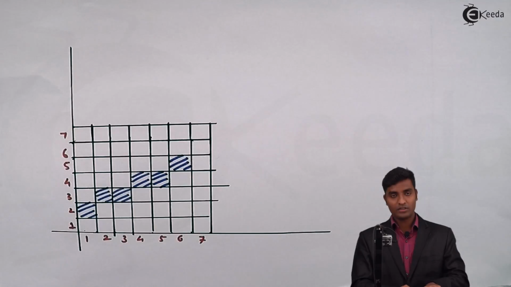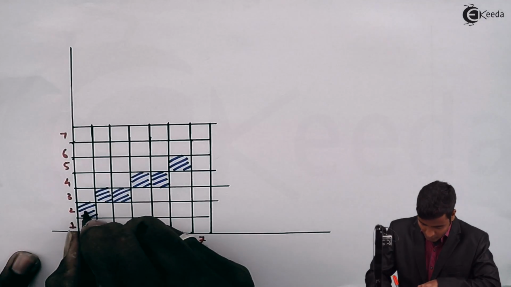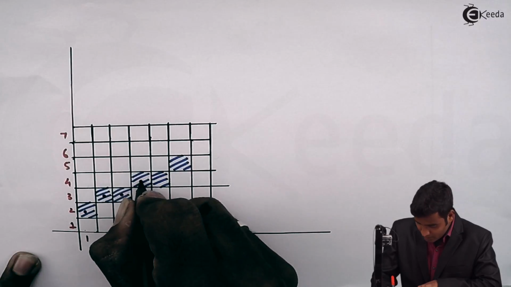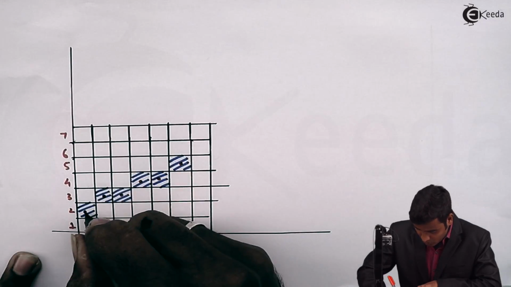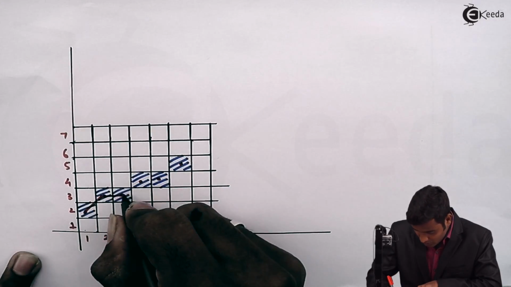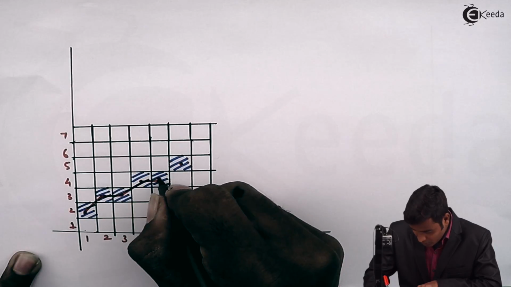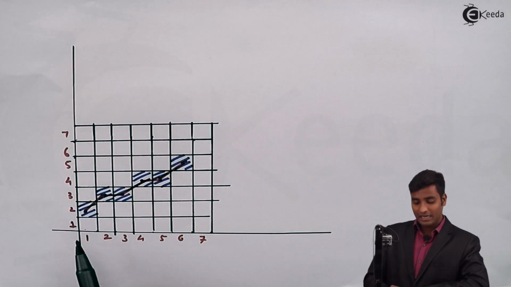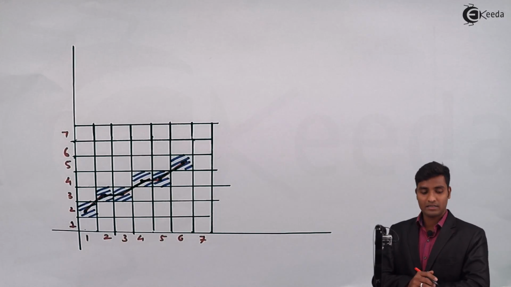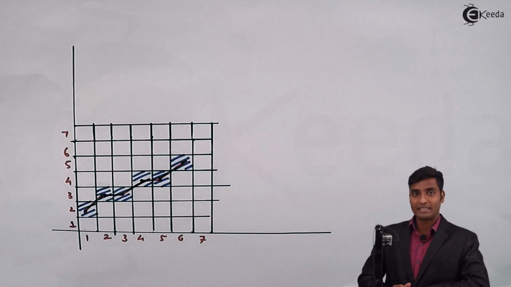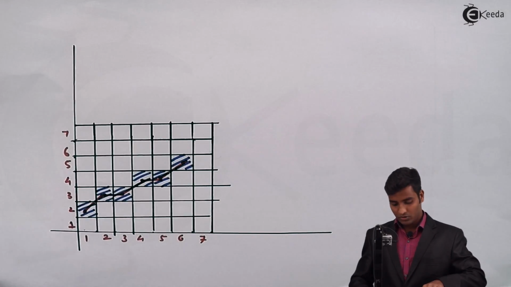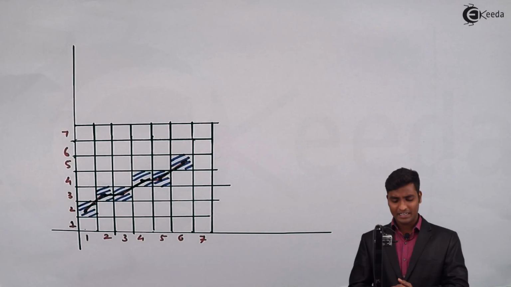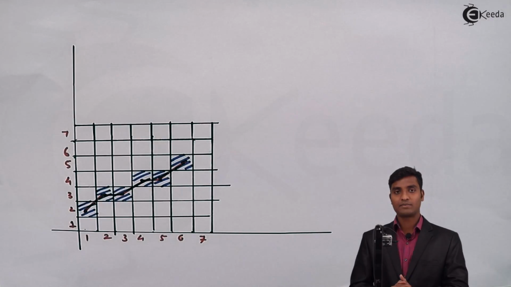Now we'll join all these points. So this is how the line is generated with the coordinates which we got from Bresenham's line algorithm. This is the graphical representation for Bresenham's line algorithm.